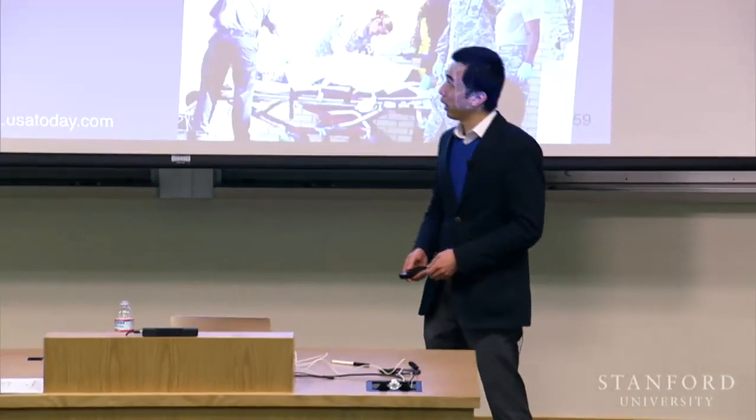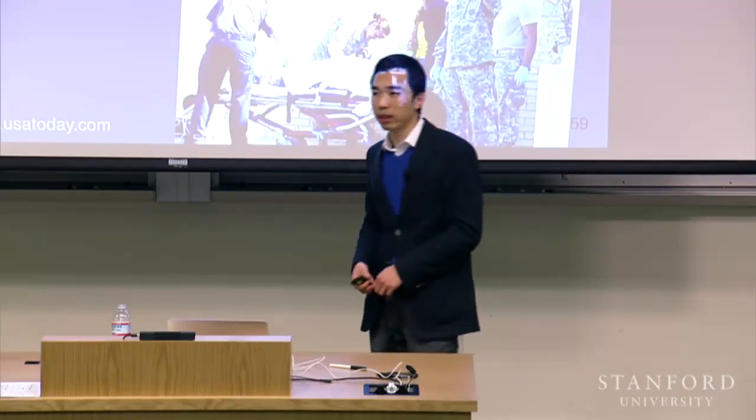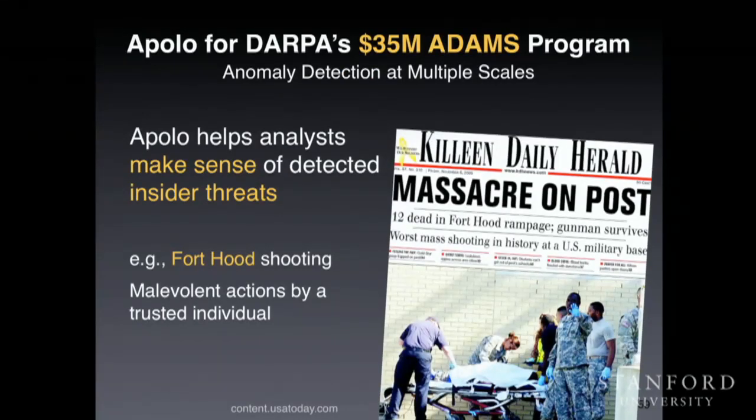Okay, so now Polo is contributing to several projects, including the DARPA ADAMS project. ADAMS stands for Anomaly Detection at Multiple Scales. The goal of the project is to detect insider threats. You may remember a few years back there was a shooter on a military base where a psychiatrist turned violent. That's the kind of insider threat that DARPA is trying to flag. So they ask, can we detect a previously good person who suddenly turns bad?